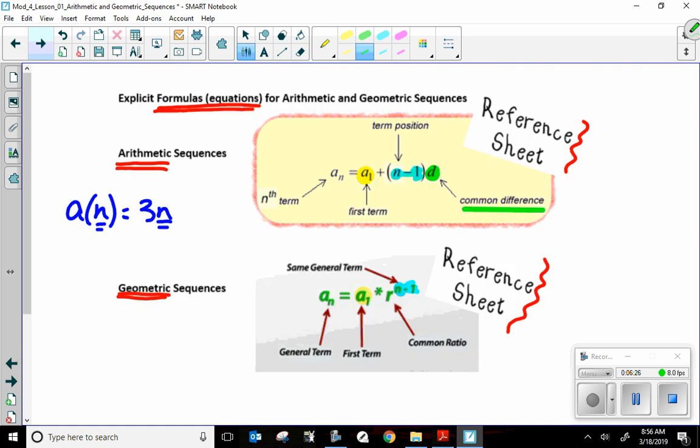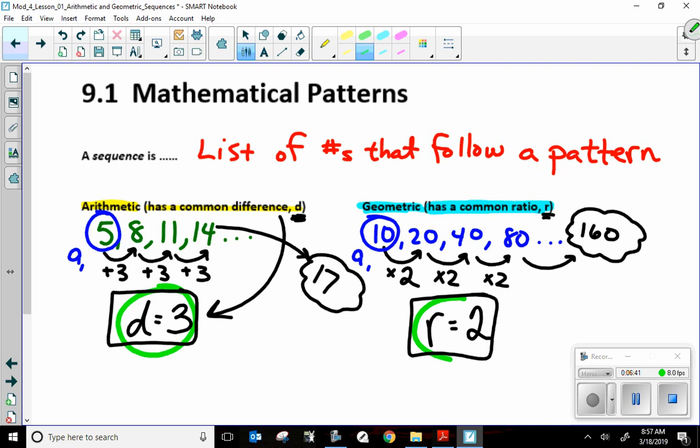And here, oh, I can't highlight that in green. It would cover it right up, would it? Oh, look at that. Okay. That's my common ratio if it's geometric. And of course, my common ratio, we should be able to tell just by looking at it.